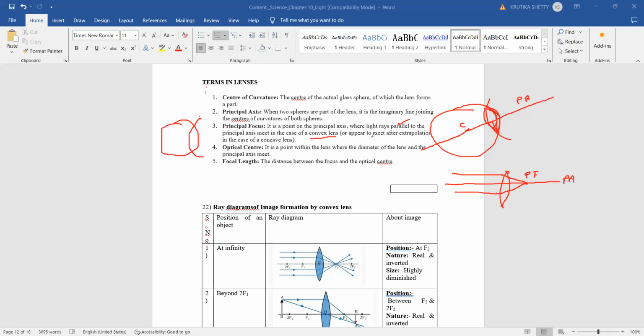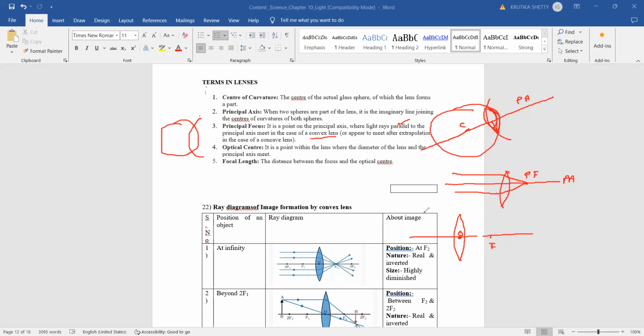And then we have optical center. The optical center is the center of the lens, the point within the lens through which the principal axis is passing. This point is called the optic center. The last definition is focal length. The distance between the optic center and the principal focus F, the distance OF, is called the focal length.